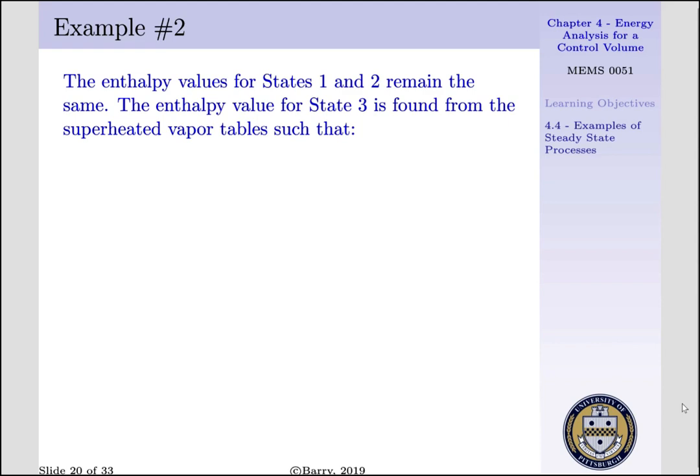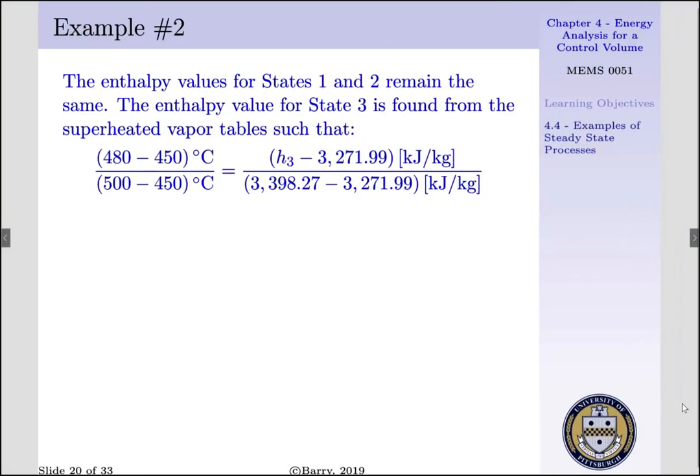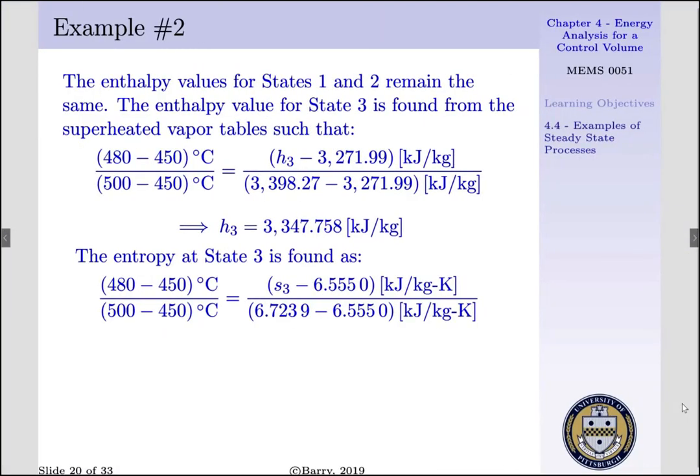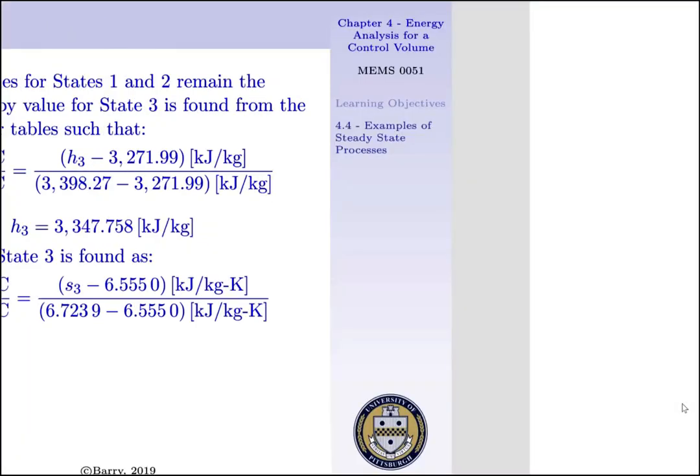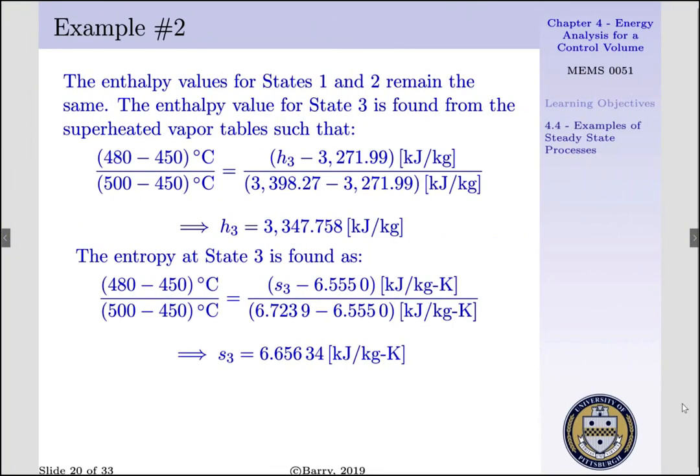Thus, we need to determine our enthalpy at state 3 and state 4 before we reevaluate our expressions. Our enthalpy at state 3 is found from our superheated vapor tables. That is, our enthalpy at state 3, given our pressure of 8,000 kPa and a temperature of 480 degrees centigrade, is found as 3,347.758 kilojoule per kg. Our entropy at state 3 is also found from our superheated vapor tables, such that S3 is equal to 6.65634 kilojoule per kg.